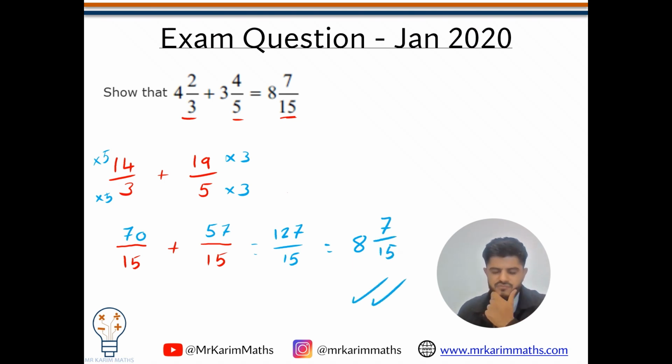And there you go. You've just shown that 4 and 2/3 plus 3 and 4/5 adds to give you 8 and 7/15.